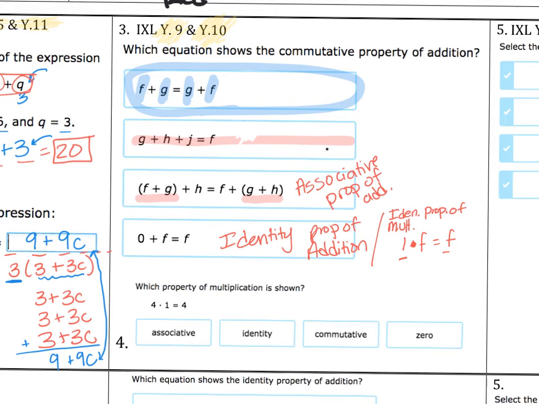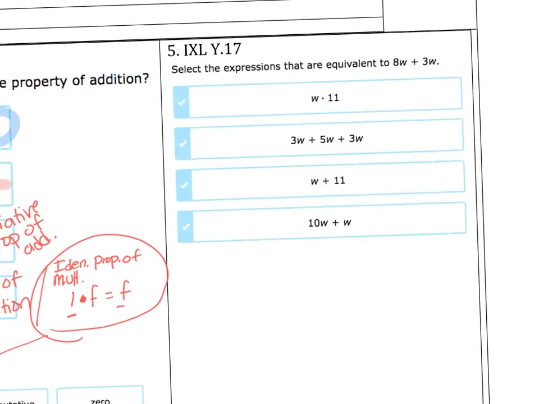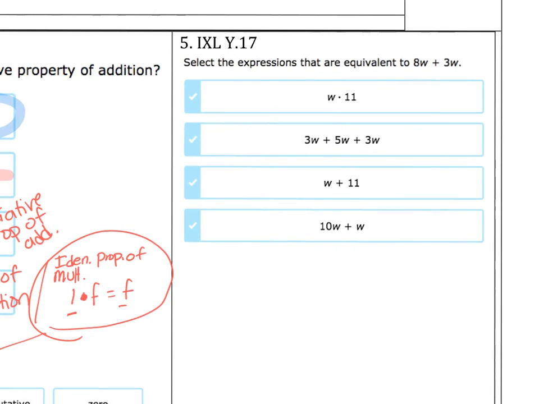Now let's look at number 4. Which property of multiplication is shown? Oh, well, I just showed it to you. The identity property of multiplication is shown. So we can say that it's the identity property. This and this belong together. And then number 5. Number 5 is probably my favorite question that you guys have on this quizzette. And again, it is an IXL exercise. If you have an IXL account, you can practice by studying Y17.